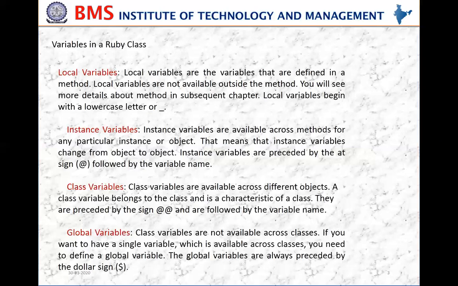Class variables are defined by using a double @ symbol. These class variables are available across a different set of objects. So this represents that this specific class variable belongs to the class, and this is a characteristic of a class. The global variables are the variables which are available to all the classes. Okay. So all the global variables start with a dollar symbol.